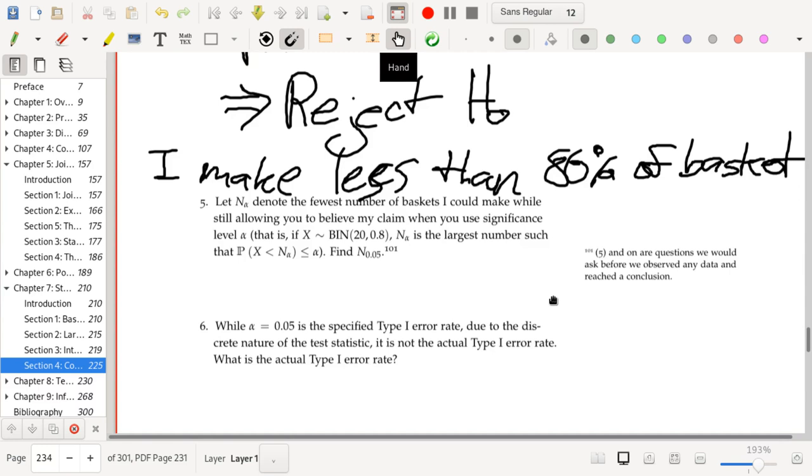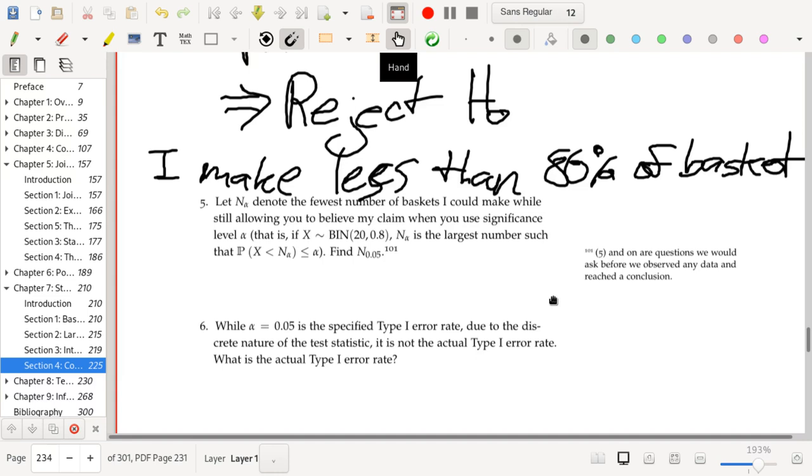All right, fifth part. And this is where things kind of get interesting. Let N alpha denote the fewest number of baskets I could make while still allowing you to believe my claim when you use a significance level alpha. So that is, if X is following a binomial distribution with parameters 20 and 0.8, N alpha is the largest number such that the probability that X is less than N alpha is less than or equal to alpha. Find N of 0.05. So what this basically corresponds to is a boundary between accepting or rejecting the null.